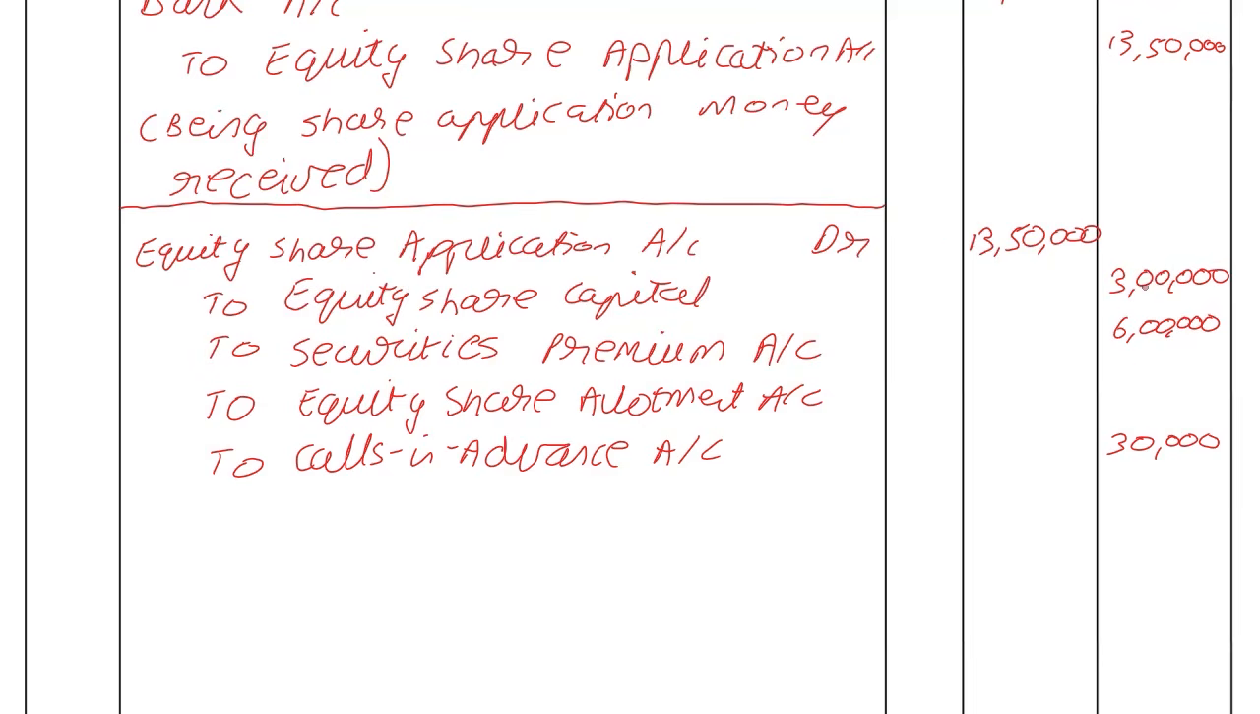13 lakh 50, and we have 3 plus 6, which is 9 lakh 30. So if I simply take 13 lakh 50 and subtract 9 lakhs, I get 4 lakh 50. And from that, if I subtract 30,000, I get 4 lakh 20, which is going to be my share allotment account anyhow. Okay, so this is the easy way to do it.